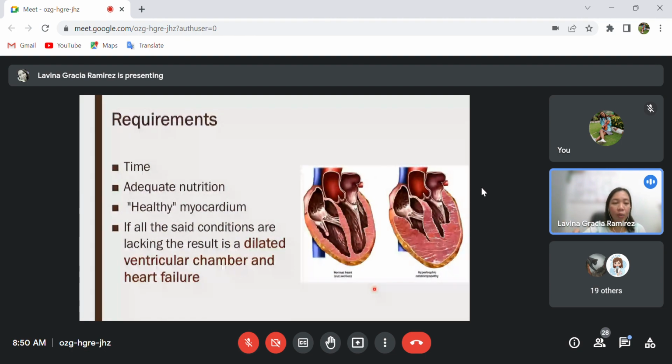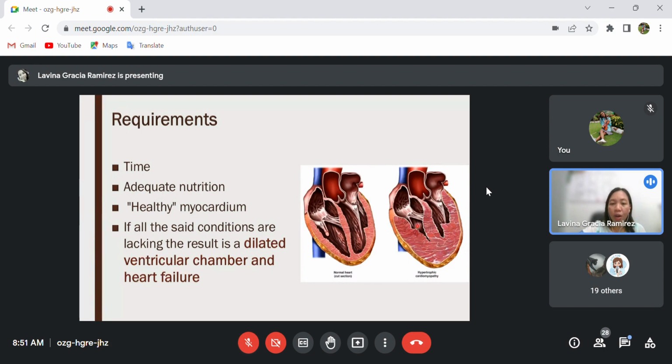So kapag ito ay walang requirement or isa sa dalawa nito ang magkakaproblema, inadequate ganyan, then there will be no complete compensatory mechanism. So if all the said conditions are lacking, then the result is dilated ventricular chamber and heart failure. So the two pictures here shows you a normal one and a hypertrophied cardiomyopathy. So this one. Okay, this is how it looks like. Okay, the ventricles are affected and a portion of the septum no sa area niya. Okay, so interventricular septum here, the muscles na meron siya, then it will increase.